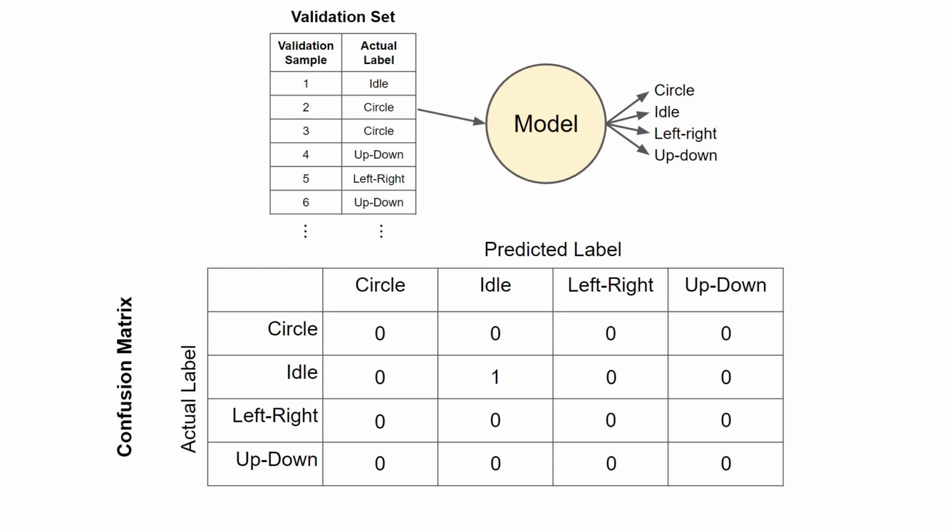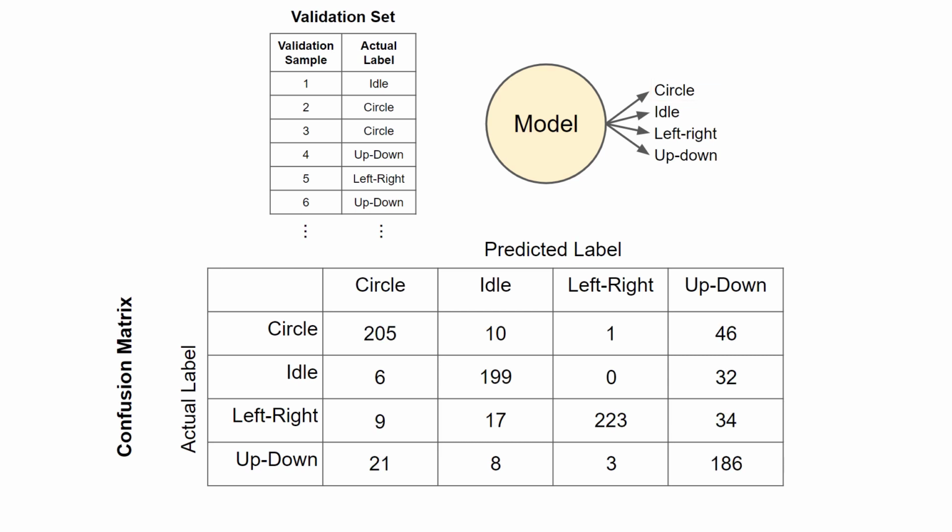We send the features of this sample to the model, and this time the model predicts left-right, which is a mistake. So we add 1 to the element that corresponds to an actual label of circle, but a predicted label of left-right. We repeat this process for the third sample in the set, and the model gives us a correct response of circle for the predicted label. So we add 1 to the element corresponding to the actual label of circle and a predicted label of circle. We keep doing this for every sample in the set.